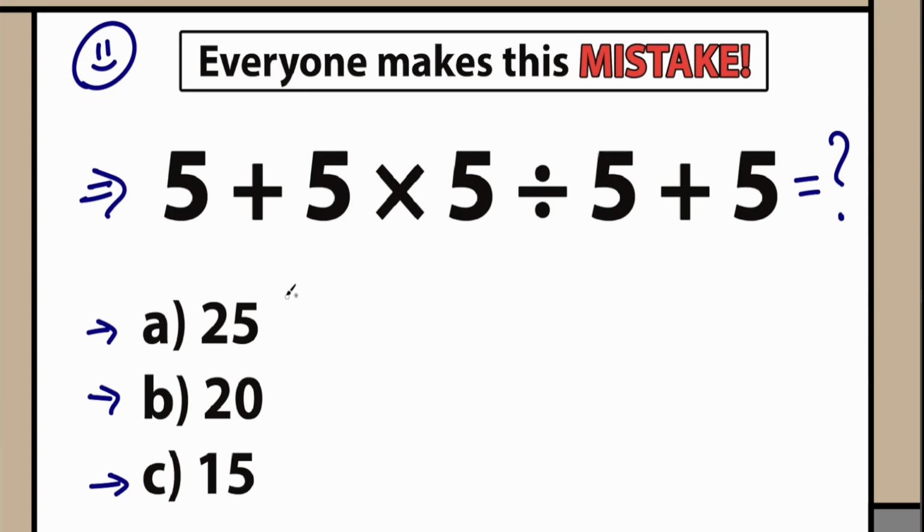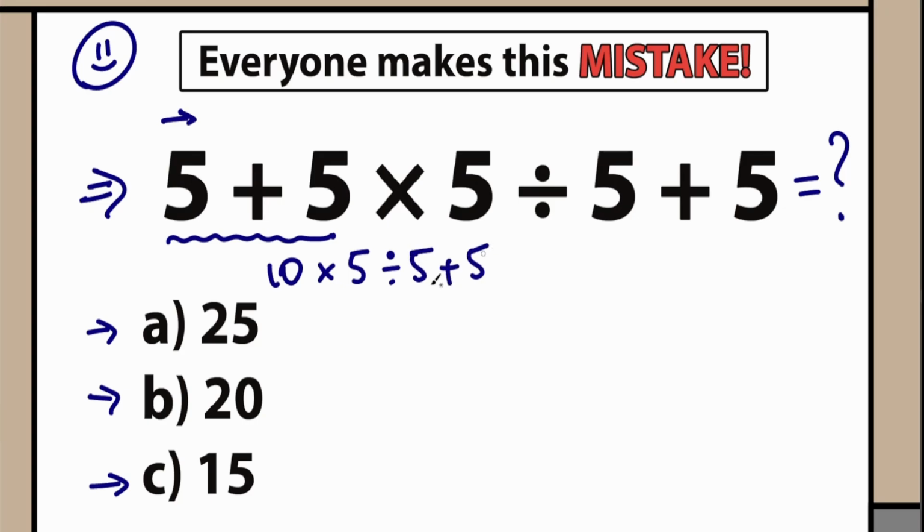A lot of students may be saying, okay, we have a basic math question without any parentheses. Maybe we need to go in a strict order from left to right. So let's start with the left side. We have 5 plus 5 equal to 10. Then let's rewrite it. So we have 10 times 5 divided by 5 and plus 5.